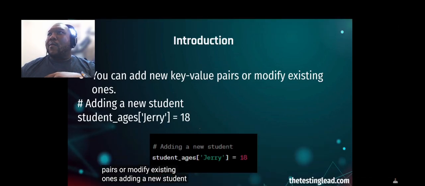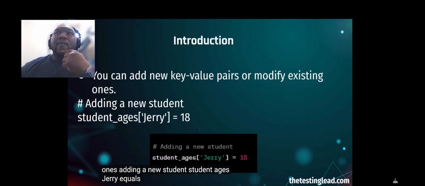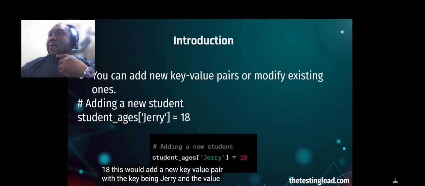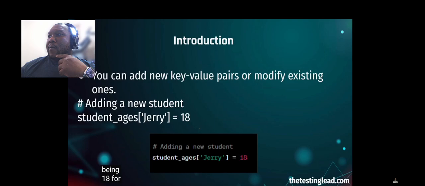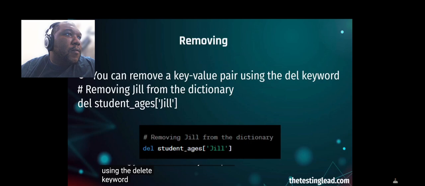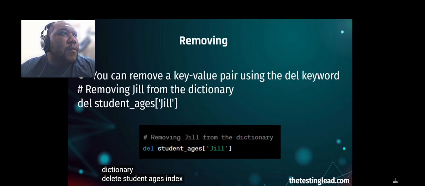Adding a new student: student_ages["Jerry"] = 18. This would add a new key value pair with the key being Jerry and the value being 18 for the dictionary student_ages. Removing. You can remove a key value pair using the del keyword. Removing Jill from the dictionary: del student_ages["Jill"].